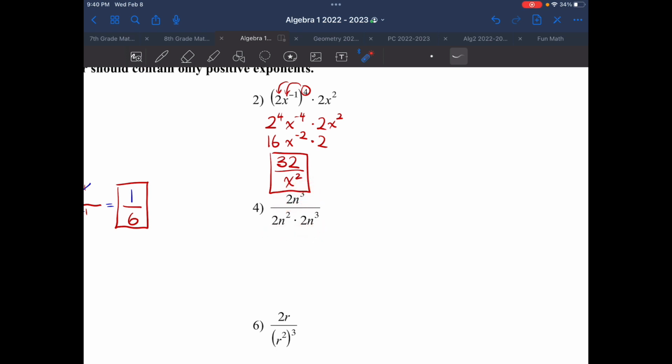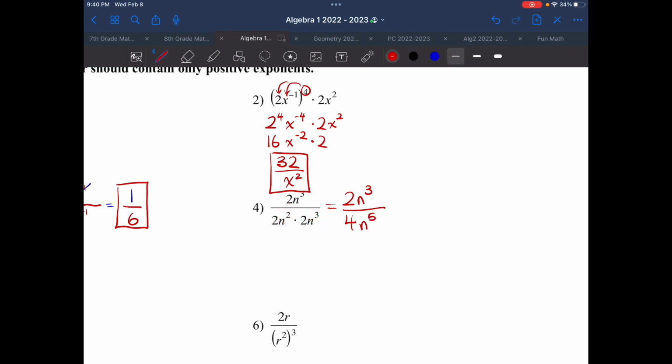The top of the fraction cannot be simplified, but the bottom of the fraction can. So I'm going to rewrite the top. I can't do anything. 2n to the power of 3. The denominator here, I can multiply the coefficients. 2 times 2 is going to be 4. And I'm going to multiply n squared times n cubed. Because I'm multiplying something with the same base, I'm going to do the shortcut and add these exponents, 2 plus 3 to get 5. This is going to be n to the power of 5.